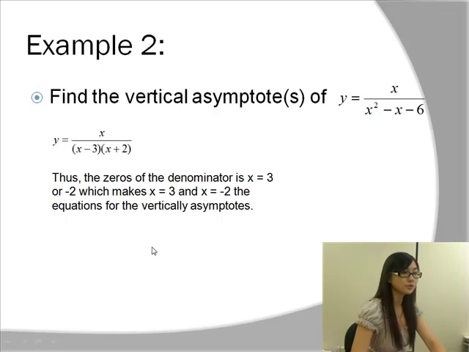Let's take a look at example 2. Find the vertical asymptote of y equals x over x squared minus x minus 6. Once again, we start by factoring. x squared minus x minus 6 is (x minus 3)(x plus 2). We know that the denominator cannot be 0. If it is, then we will have an asymptote. So x equals 3 is an asymptote, or x equals negative 2.